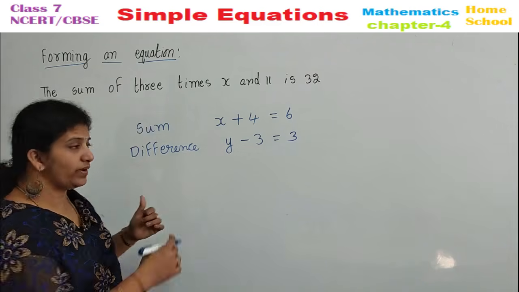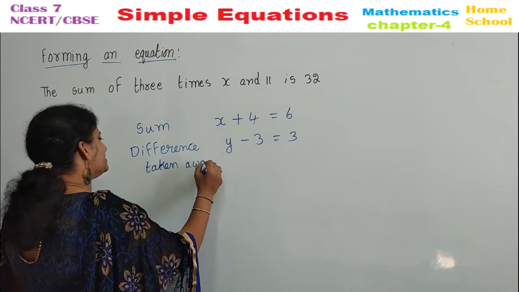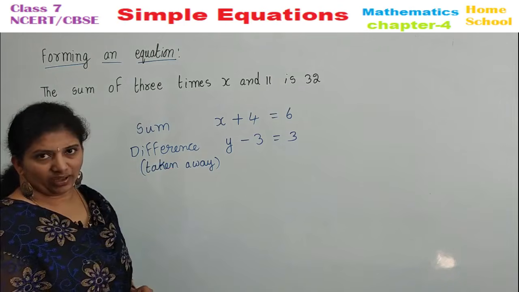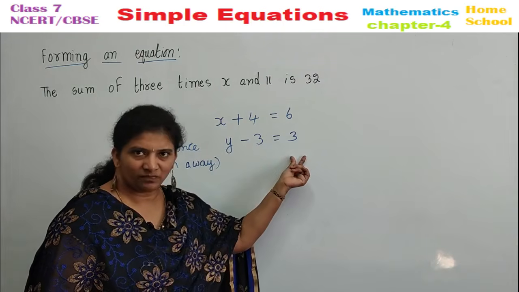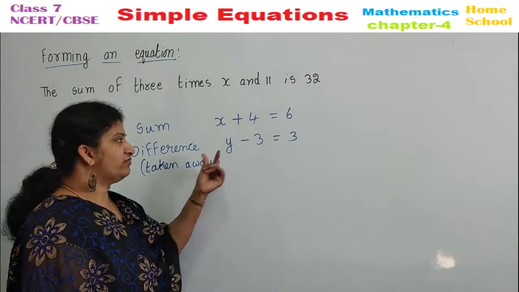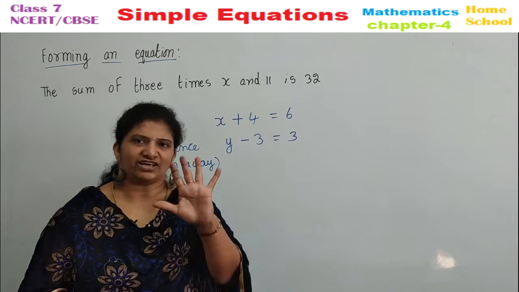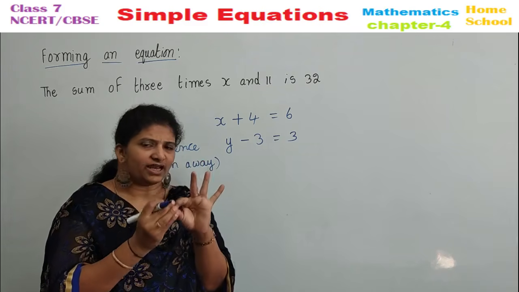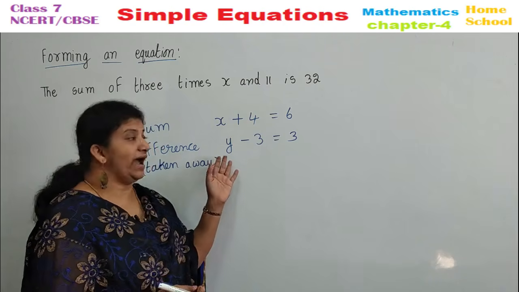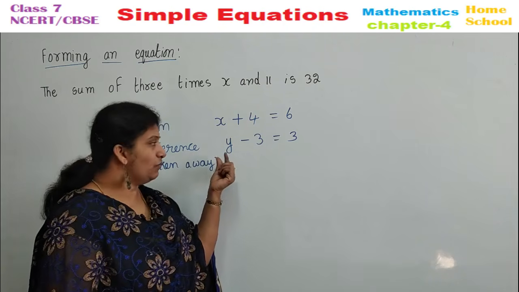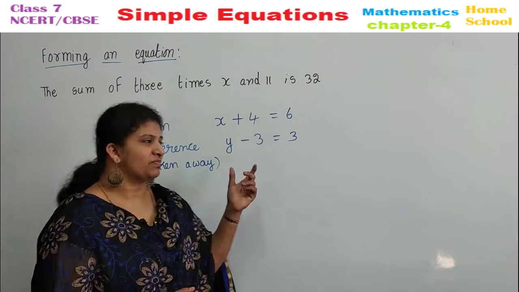And in other words, we can write this as taken away. Difference, we may say that taken away. If 3 is taken away in y, we get 3. Understand properly? If 3 is taken away in y, suppose you have 5 chocolates. If 2 chocolates are taken away, how many are left? 3. Right? Like that. In y, if 3 chocolates are taken away, 3 chocolates are left.